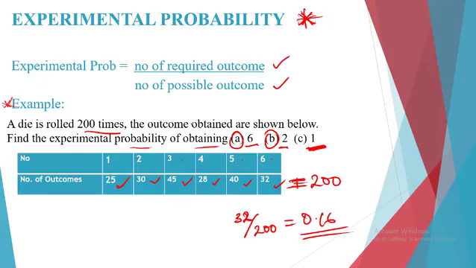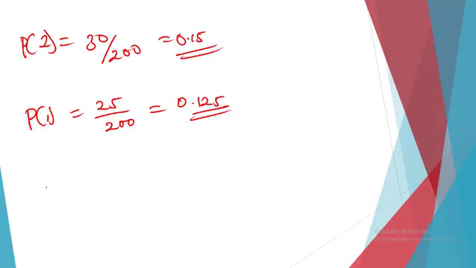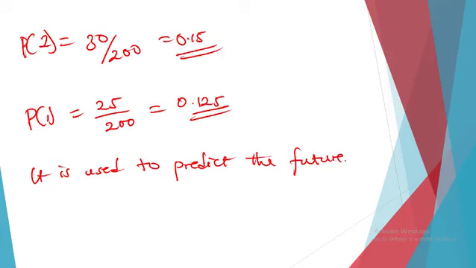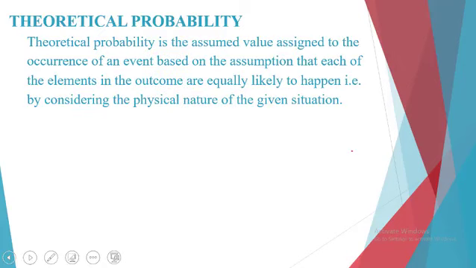One thing about the experimental probability is that it is used to predict the future. Okay, so let's go over to what we call theoretical probability.